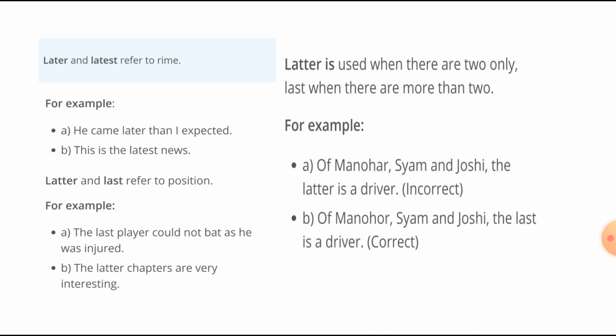For example, of Manohar, Syam and Joshi, the latter is a driver. Incorrect because here we have more than two persons to be mentioned. Of Manohar, Syam and Joshi, the last is a driver.